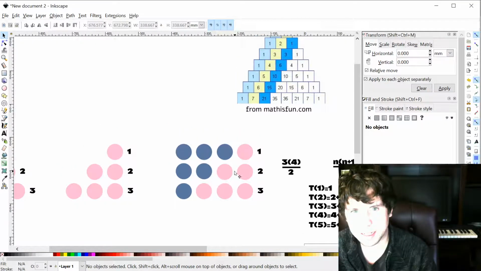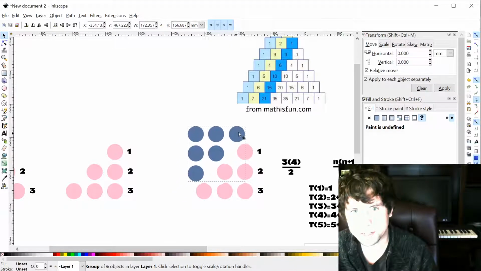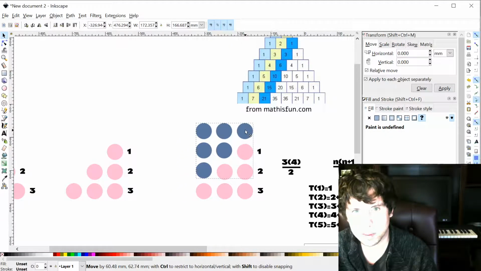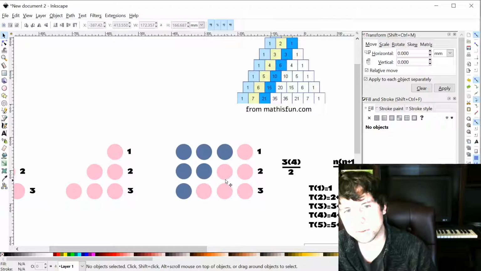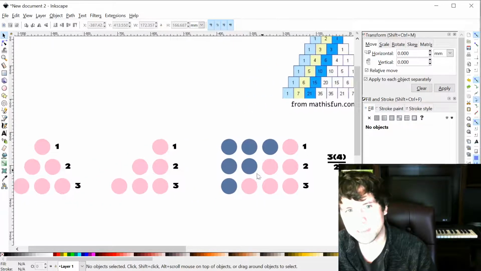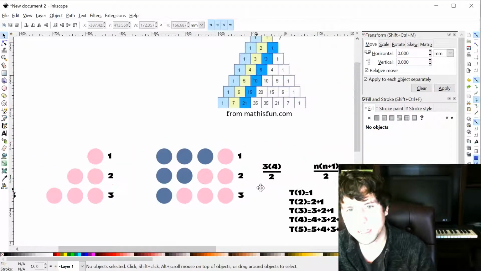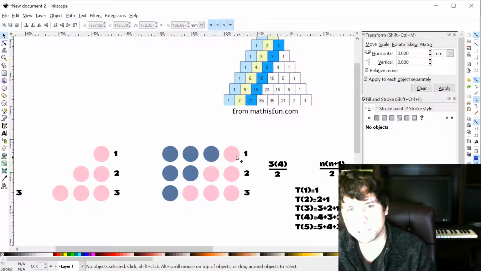It makes a rectangle. The way I've done it, I could have put these here, but it's the same dimensions of the rectangle, however you do it. So to figure out what the sum is for 1 or 2 or 3, well, the triangle will be half of this rectangle in this case.